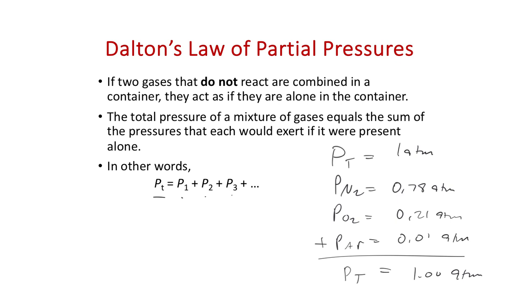So if you have 3 components, you just simply add up the 3 components. If you have a 2-component mixture, you just add up the 2 individual partial pressures. And we'll see an example on the next slide of how we can calculate some individual partial pressures and a total pressure.